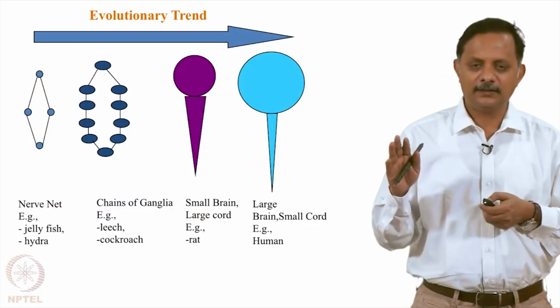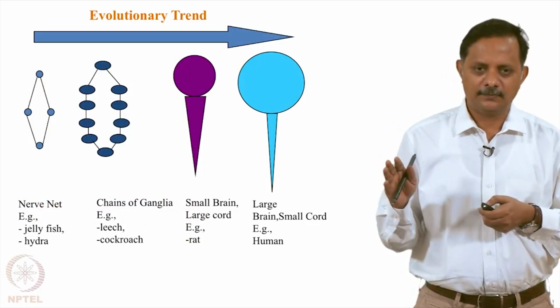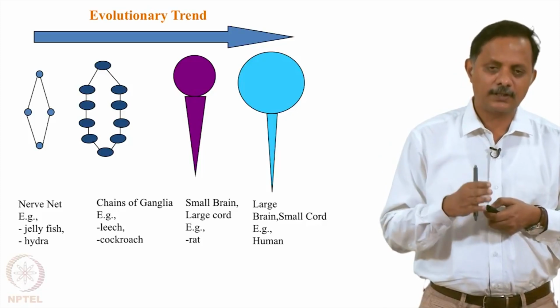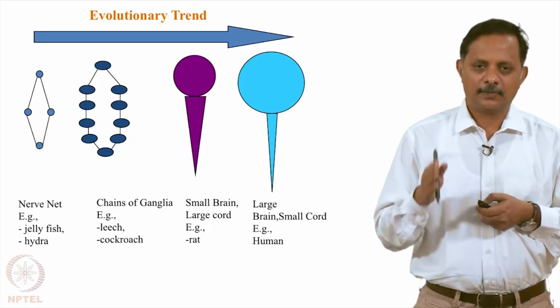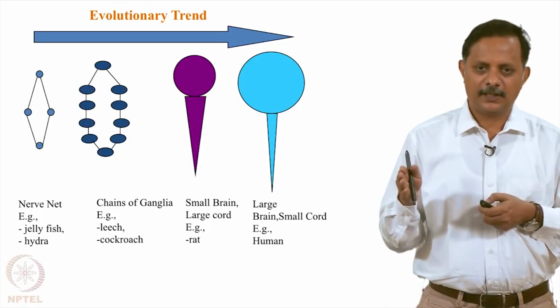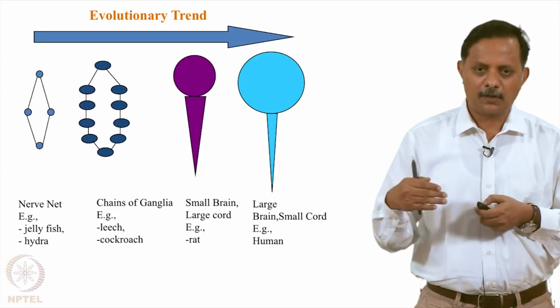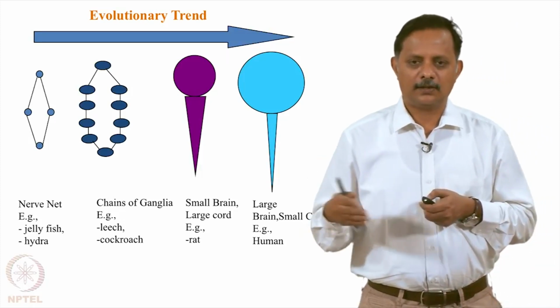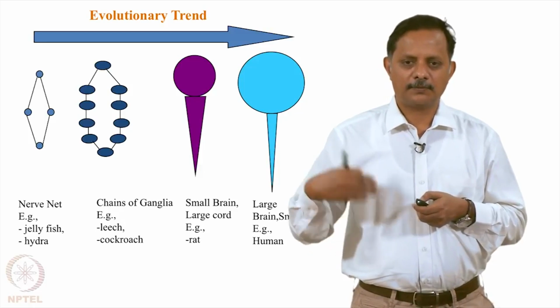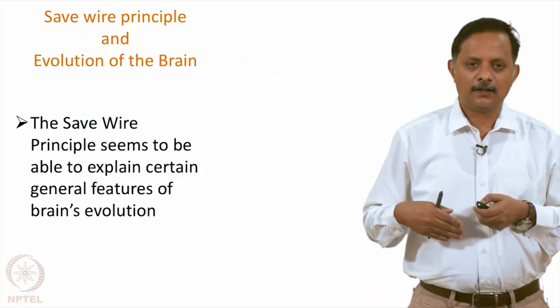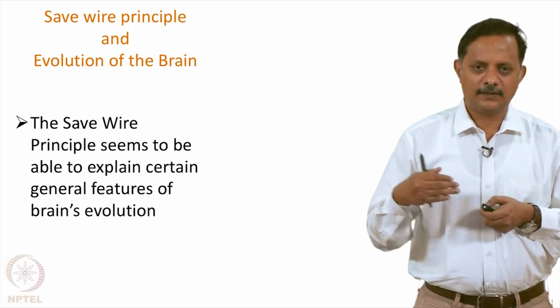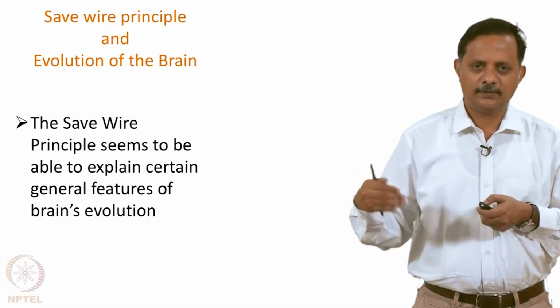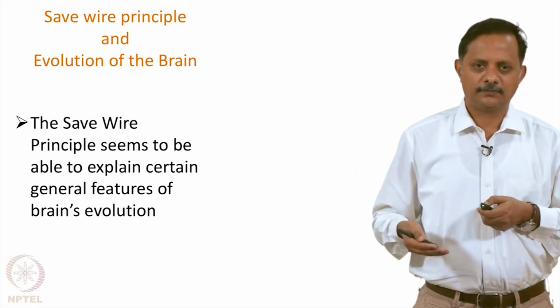We have broadly seen 4 kinds of nervous system: the diffuse nerve net, chains of ganglia, and brain and spinal cord, where the brain is smaller and the spinal cord is bigger. So, a small brain, large cord, and later on it becomes a large brain, small cord. So, can we explain the evolution of these different types of nervous system by invoking the save wire principle?